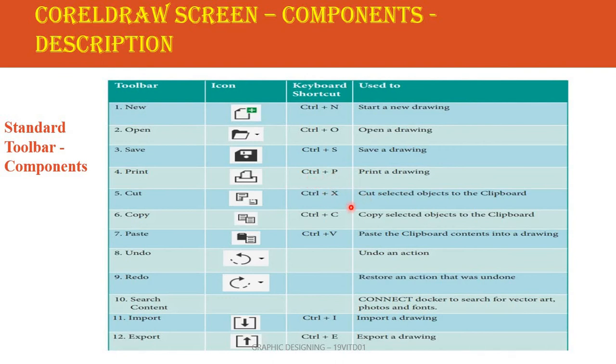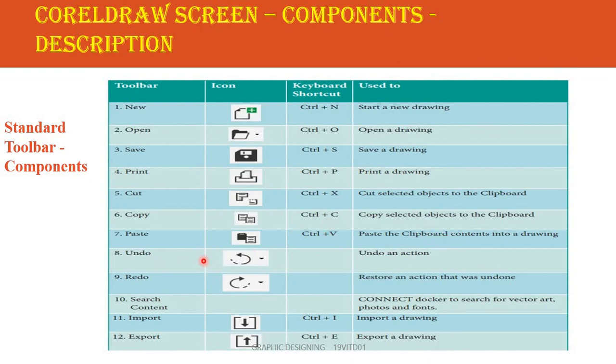And then you can cut any of the objects you want to copy by using this cutting. Ctrl+X helps to cut the selected objects, and it will store these objects in the clipboard. And then Ctrl+C is the shortcut key for copying the objects. Ctrl+V helps us paste the clipboard contents into our drawing.